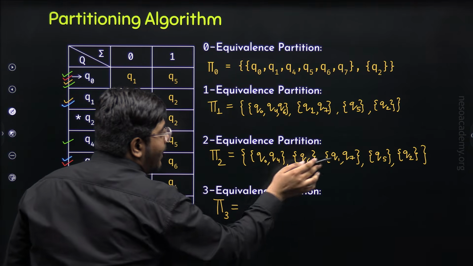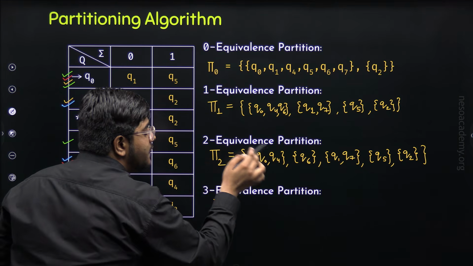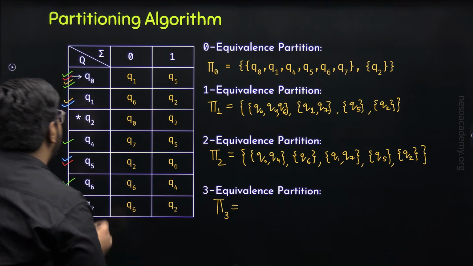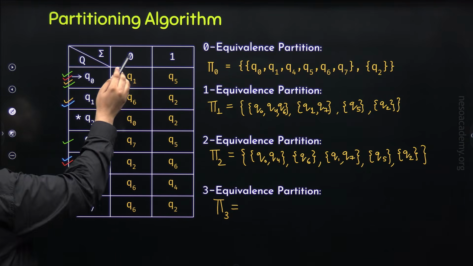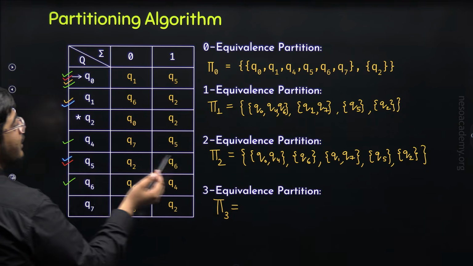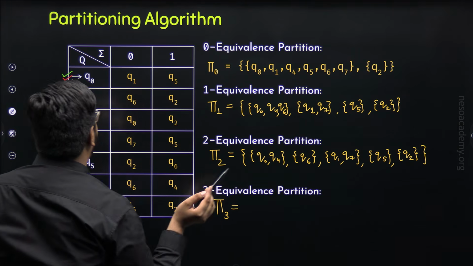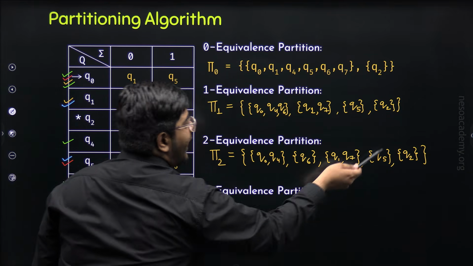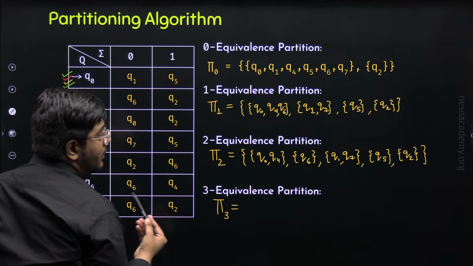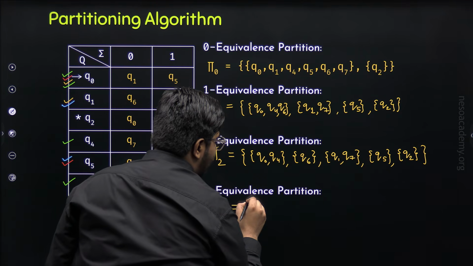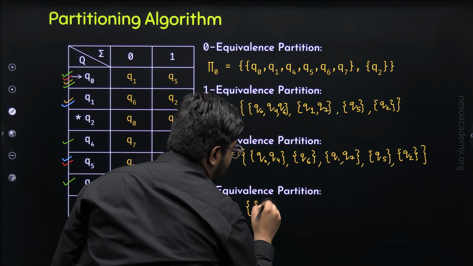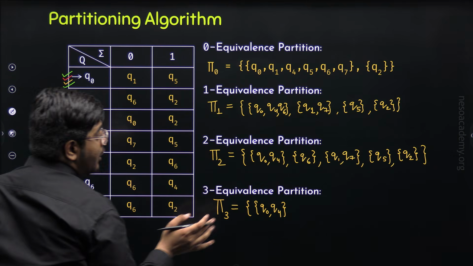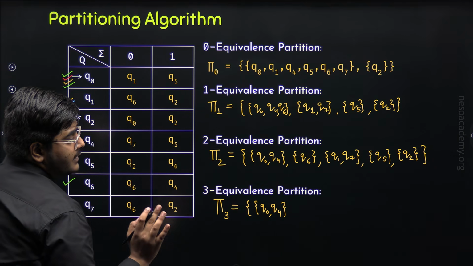So we need to check all the partitions and we need to check all the pairs of states. Let's start with the first pair, Q0 and Q4. On 0, it is giving Q1 and Q7. Q1 and Q7 lie under the same partition. For 1, it is giving Q5 and Q5. Q5 and Q5 lie under the same partition, which means in the three equivalence also, Q0 and Q4 will lie under the same partition and they will not be separated because Q0 and Q4 are equivalent states.